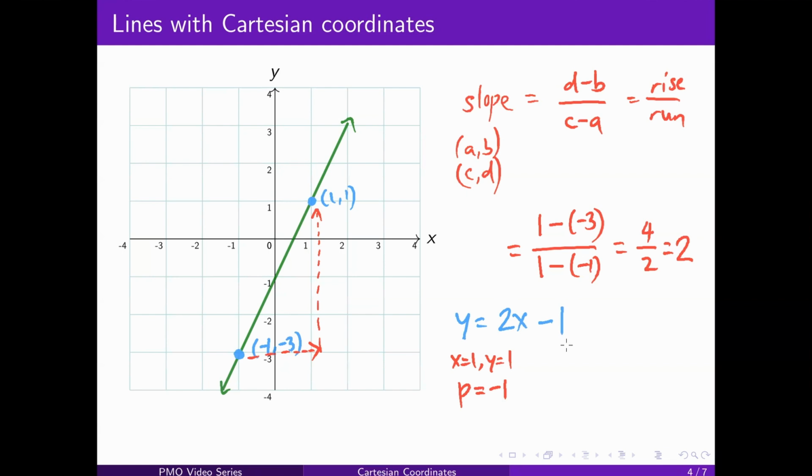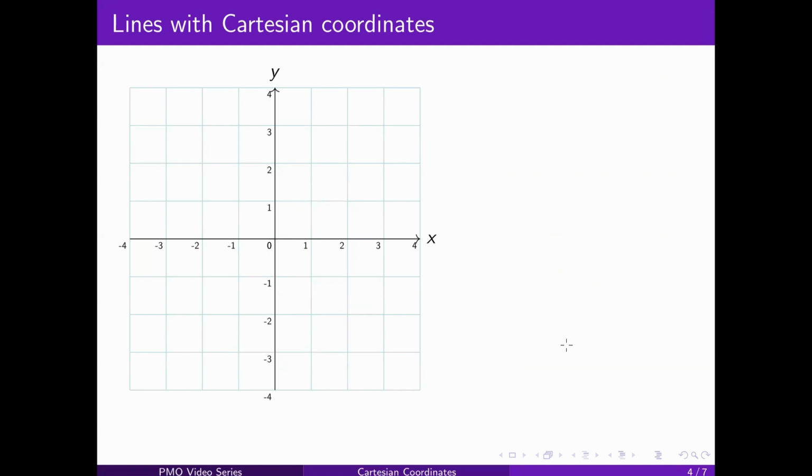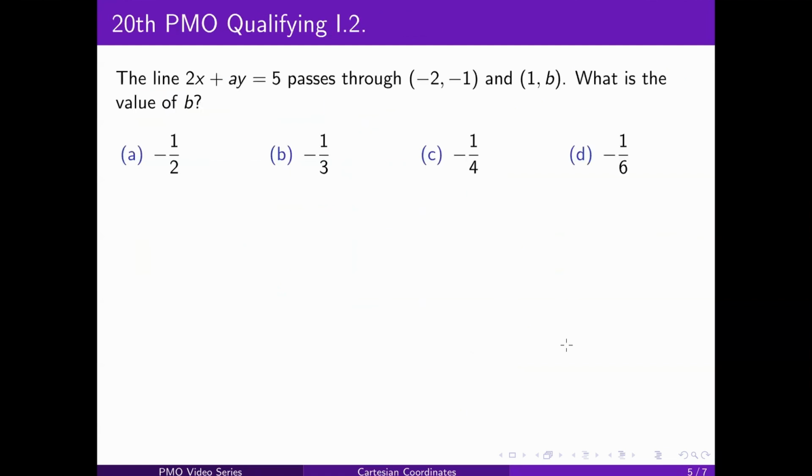Now we'll use this idea to solve some items from the PMO. So here's the first one from the 20th PMO. The line 2x plus ay equals 5 passes through, they're given the points (-2, -1) and (1, b). So what is the value of b? So pause the video and try this out on your own first. All right.